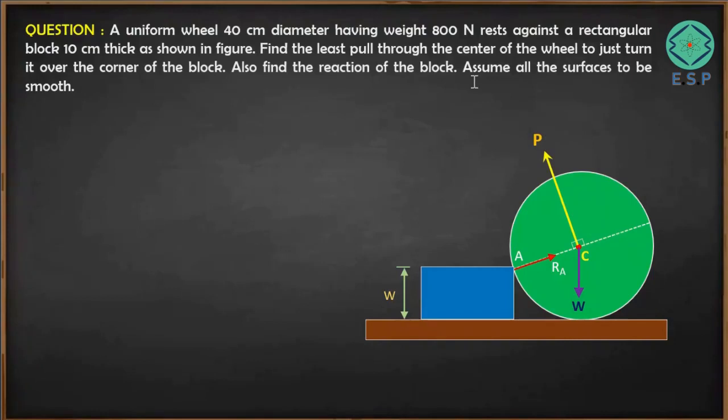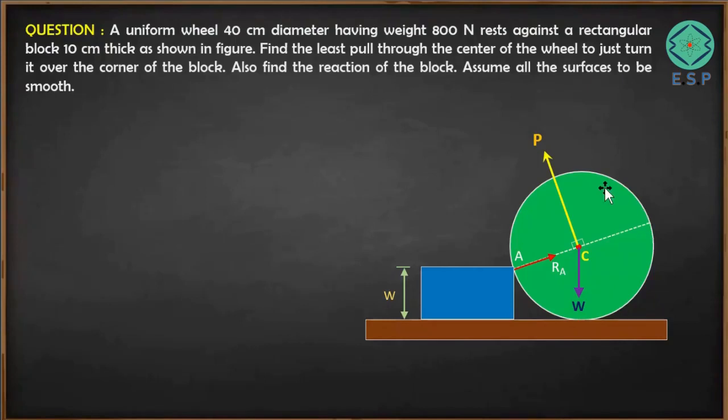Okay, they are asking what? If you read the question, we have to find the least pull through the center of the wheel. So least pull means what? This much force will be least required. Okay, if you apply more than that, it is fine, but less than that will not work, because it will not be able to rotate it, because at that time maximum moment will be acting due to this particular weight about point A.